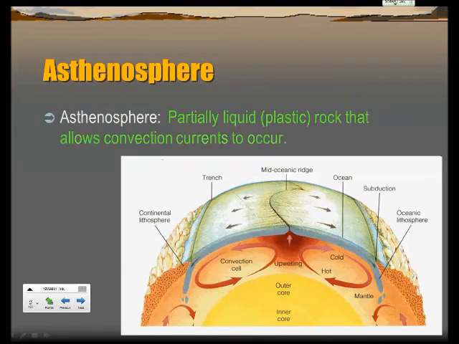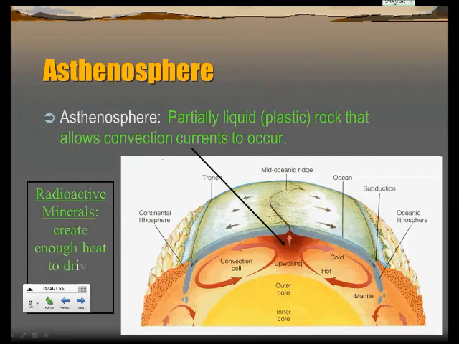Asthenosphere. Now we already talked about this, but just remember it's partially liquid, sometimes called plastic. Now this is not the plastic that your pens are made out of or anything. It's another term which means it's flowing very slowly. Kind of liquid but kind of solid at the same time.